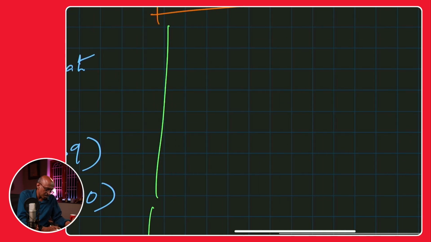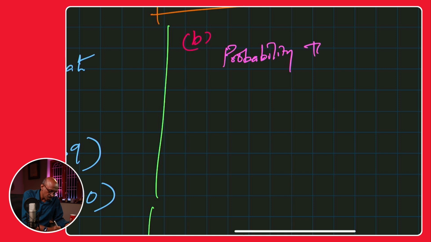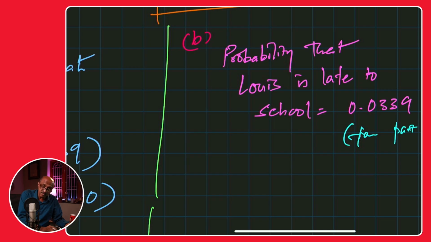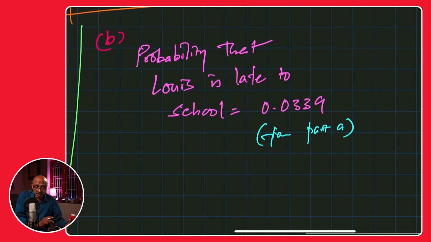So this is part B. And we will write down: the probability that Louis is late to school is 0.0339, and that's from part A. We've already seen that using the normal distribution. Okay, my screen is clear.